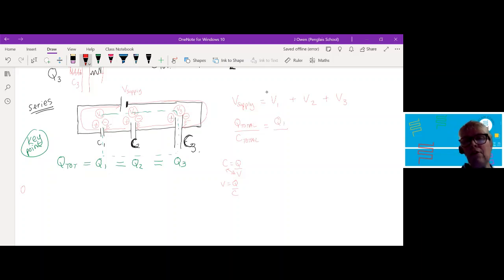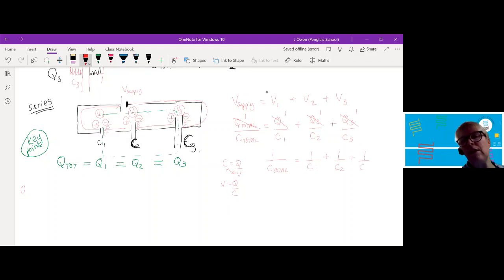Q1 over C1 plus Q2 over C2 plus Q3 over C3, but because the Q total is the same as the charge stored on plate 1, as the charge stored on plate 2, as the charge stored on plate 3, that will all cancel out. And you're left with 1 over C total equals 1 over C1 plus 1 over C2 plus 1 over C3.